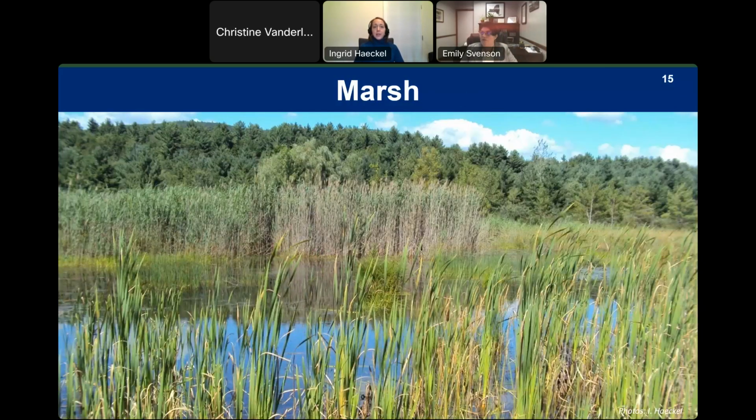Next, we have marshes, and these typically have standing water throughout most of the growing season. They're dominated by herbaceous vegetation like cattails, and these are probably what you think of first when you hear the word wetland. So our picture book wetland.